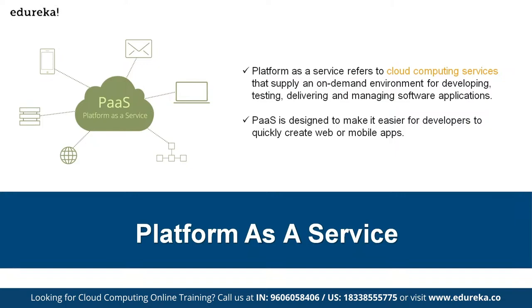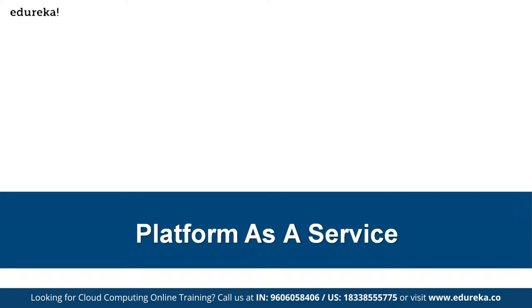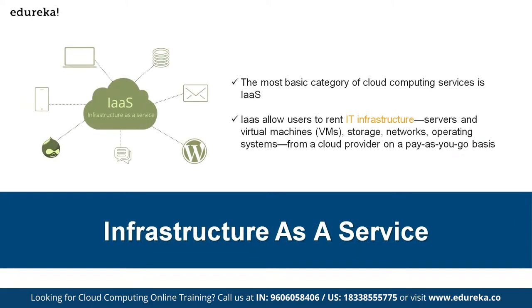These categories have also evolved over time. Initially, when cloud computing started, it was infrastructure as a service. That was a big deal because things had not evolved. And even now, some organizations prefer to just go for infrastructure. They build the platform on top of that, and then they also build the application stack.